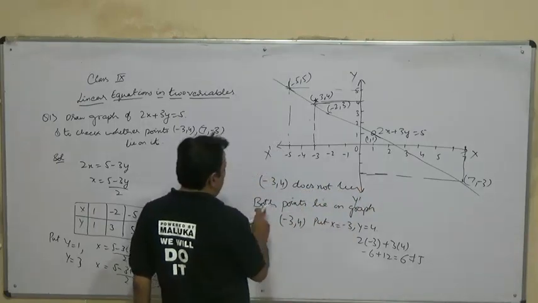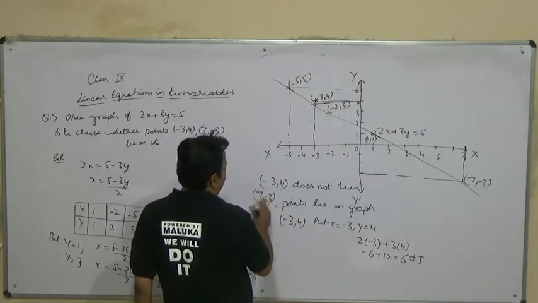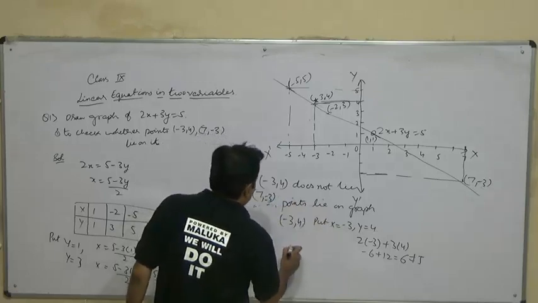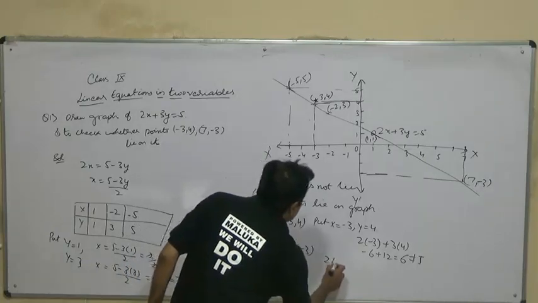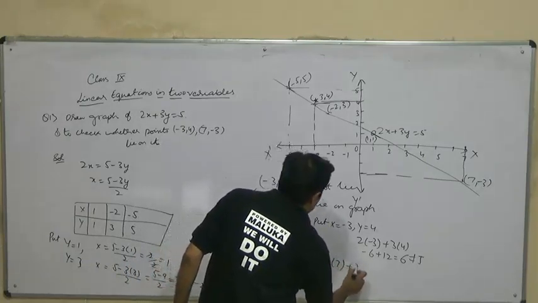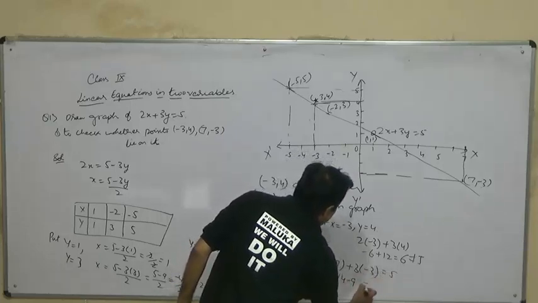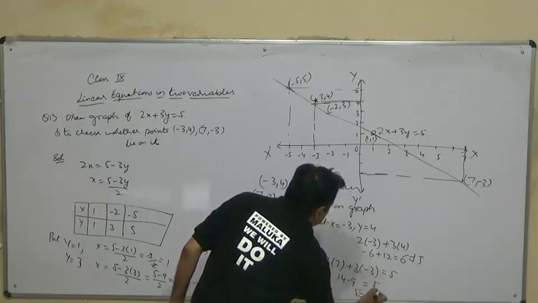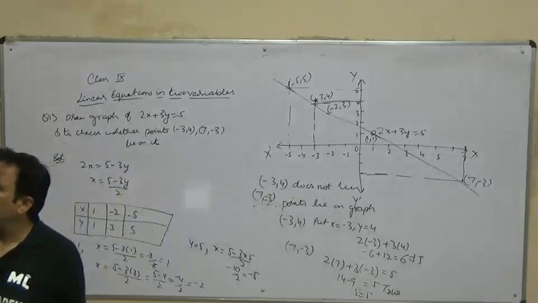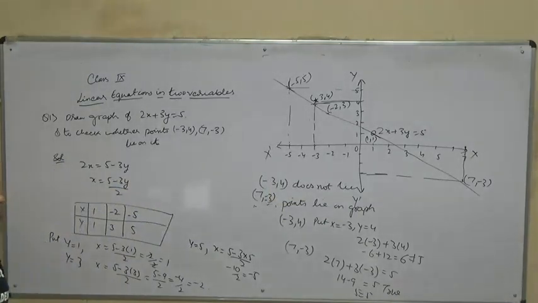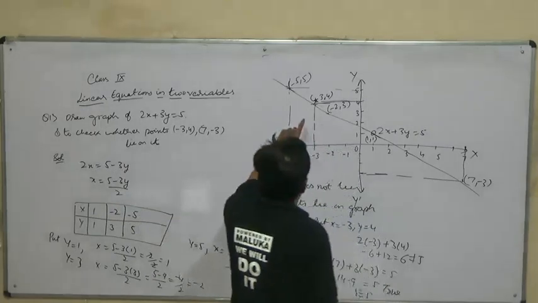And the second point, (7, -3), that lies on the graph. So check for (7, -3): put x equal to 7, 2 into 7 plus 3 into -3. This will be 14 minus 9, which is 5. So 5 is equal to 5. So this is true. So one of the points lies on the graph and another one does not lie on the graph.